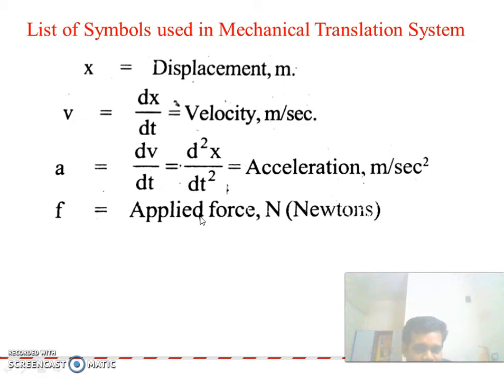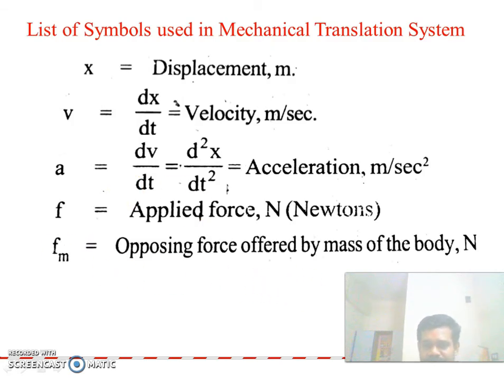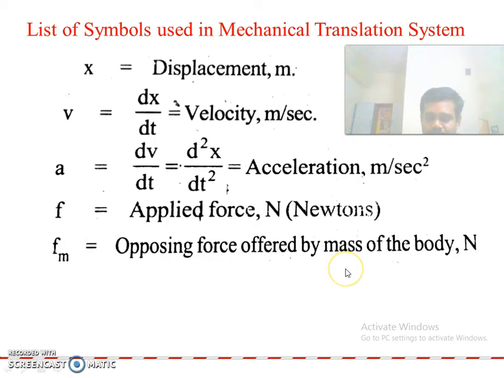What is F? F is the applied force. If you apply some force, some displacement x will automatically occur, then some velocity v, which is dx by dt, then acceleration, which is d square x by dt square. Now, when you apply force in one direction, you will have an opposing force in the opposite direction. Fm is the opposing force offered by the mass of the body.